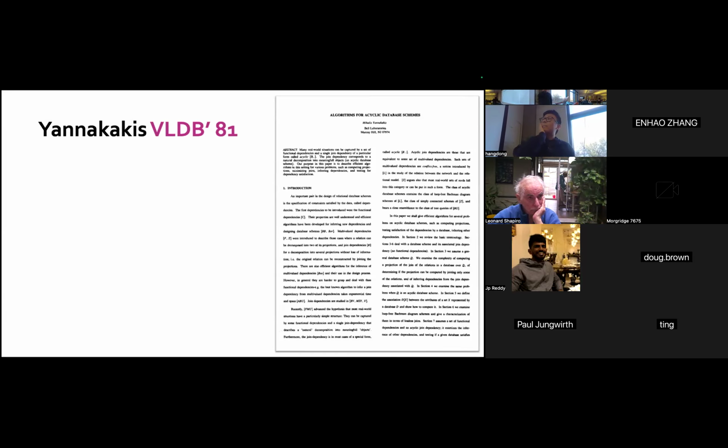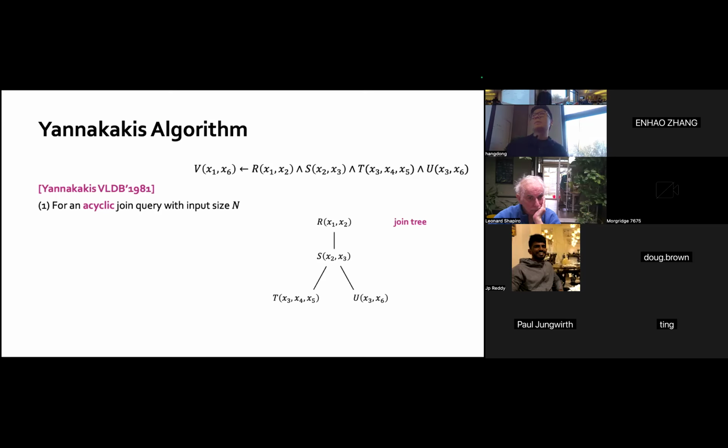Cool. So this talk goes back to VLDB 1981, where Yannakakis has this paper. The font is too small, but basically I'm going to unpack the Yannakakis algorithm in a few slides if you are not familiar with the algorithm.